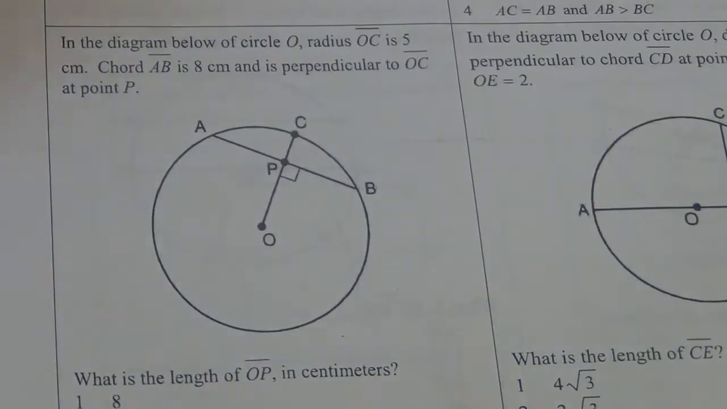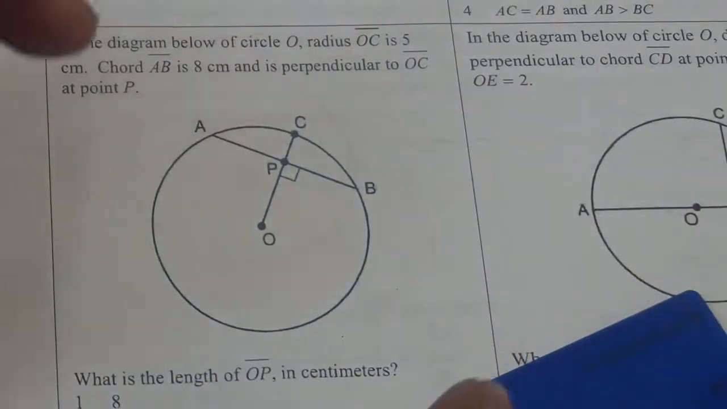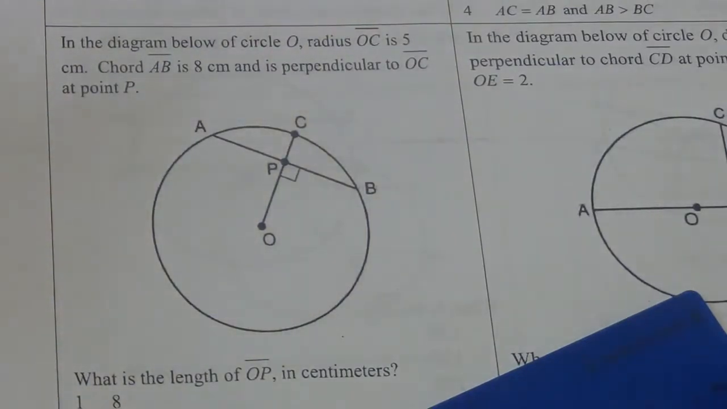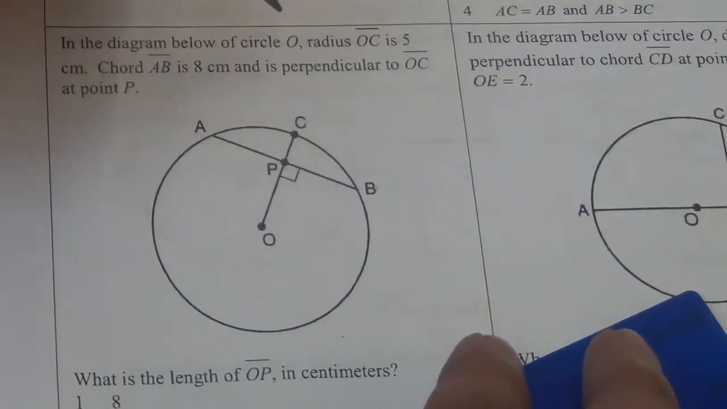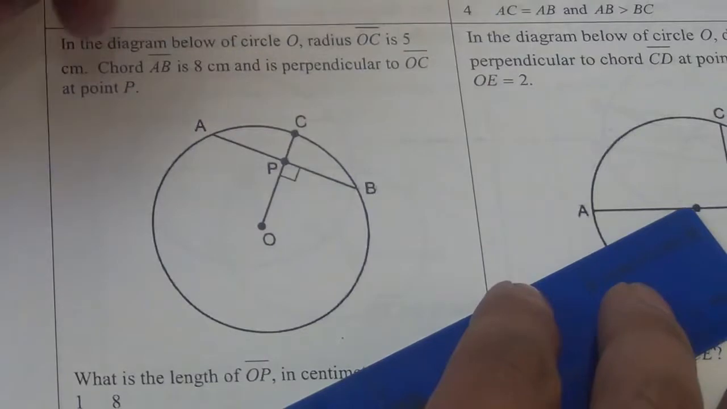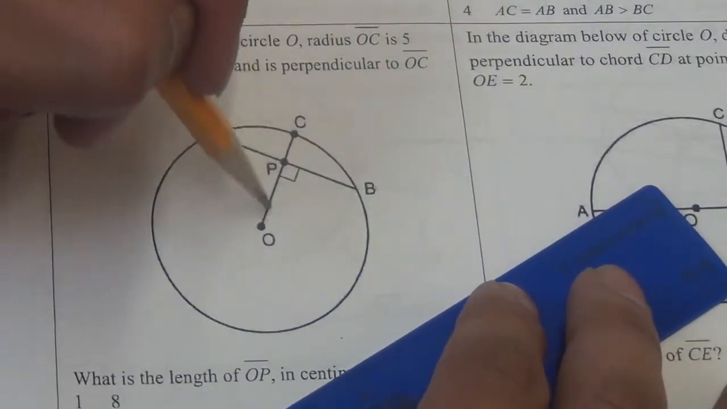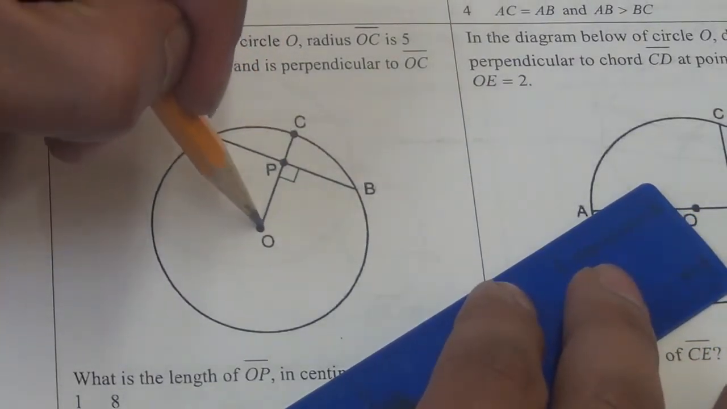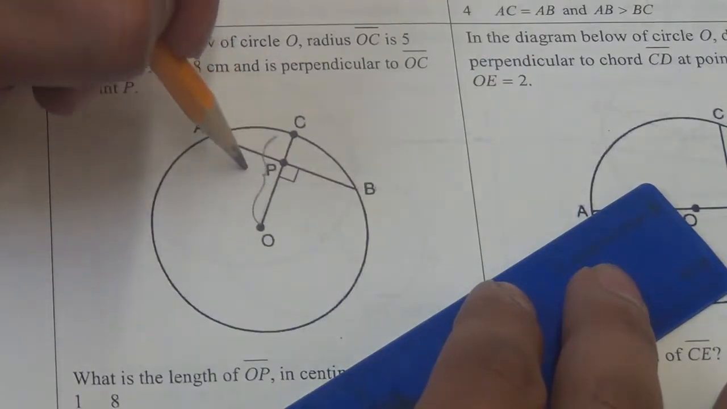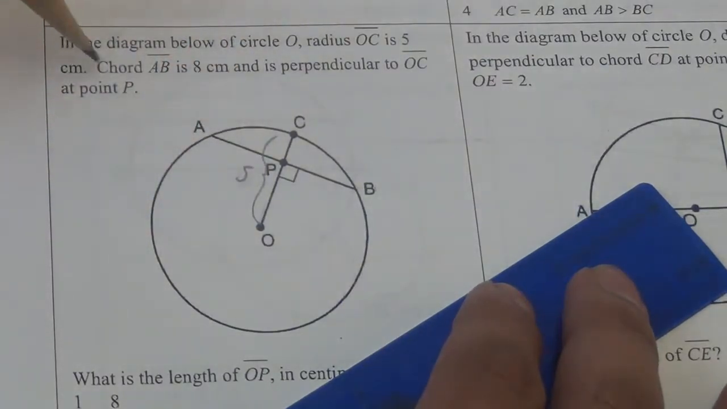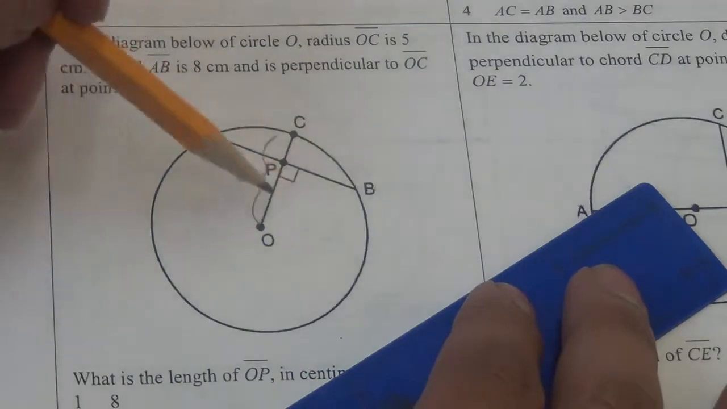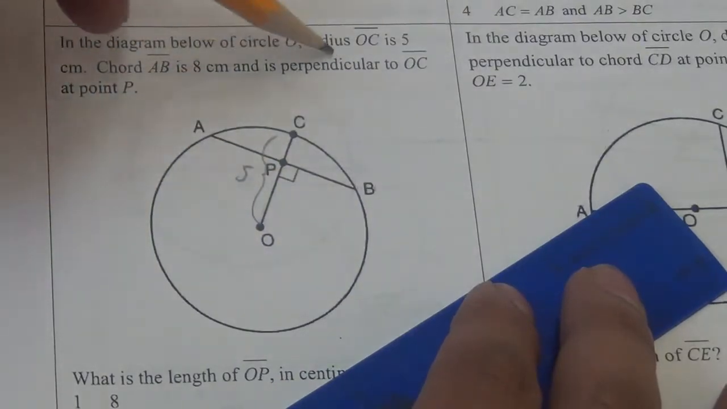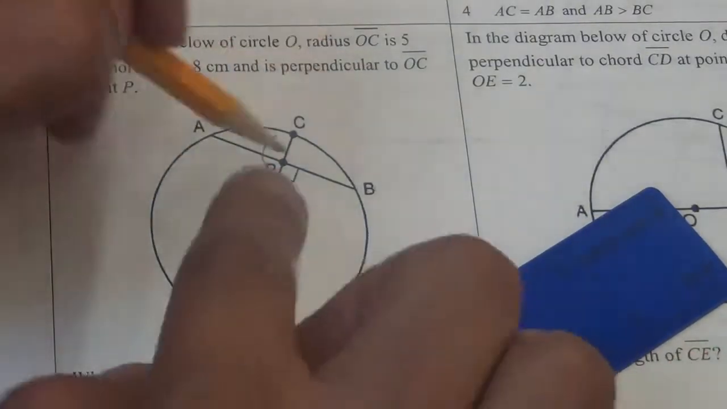It says, in the diagram below of circle O, radius OC. Okay, it is always important to take note of everything that is unclear to you. And it is always very important as well to create the diagram. So OC is 5. Where is OC? This is OC. So this whole thing right here is 5. Okay, cool. What else? AB is 8 centimeters and perpendicular to OC.